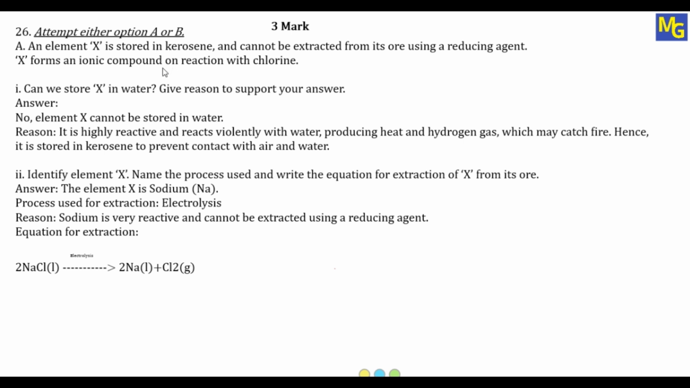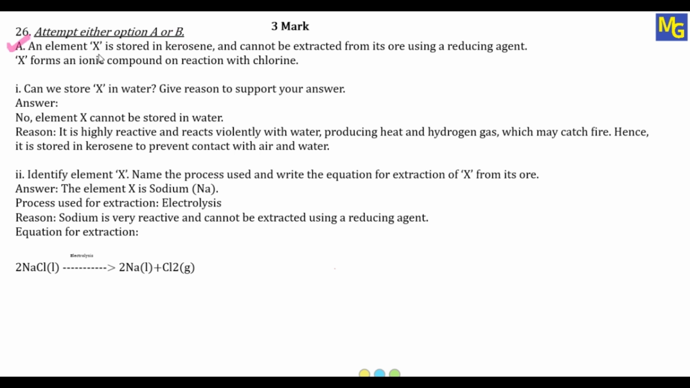You have to read the question, try to understand it, and think about which question you can solve completely and correctly. Whichever question you are confident that you will solve completely and correctly, that question only you have to attempt. After solving question A, you cannot attempt question B. Any one question you have to attempt. So now here I am going to solve A first.